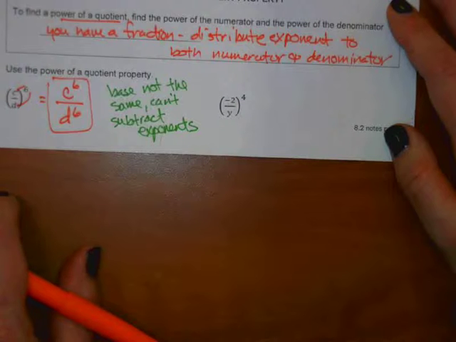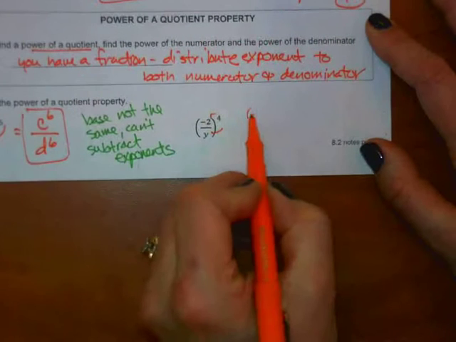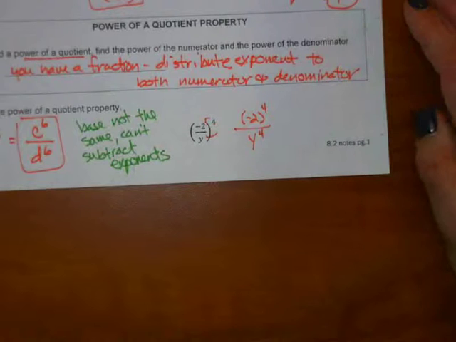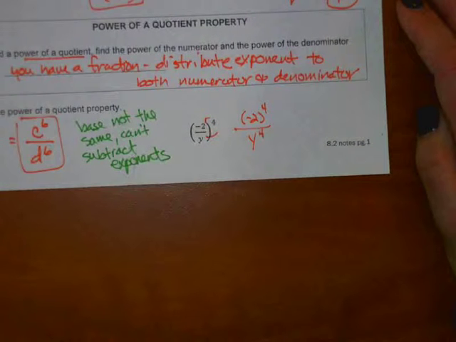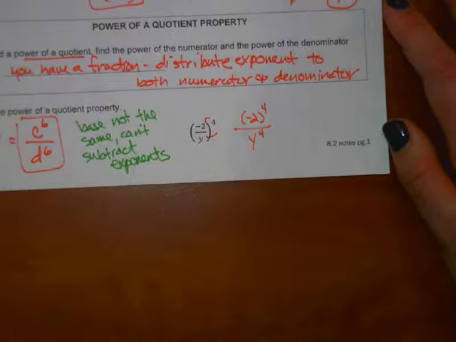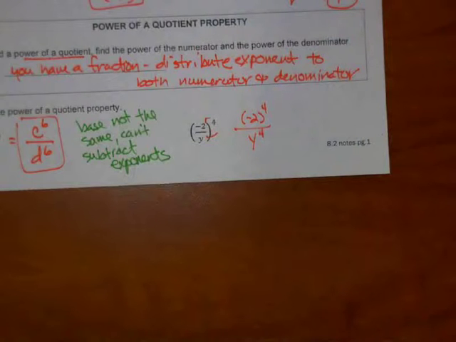Let's distribute that 4, so it's going to look like this: negative 2 to the 4th over y to the 4th. We could do that numerator, that's kind of an easy one. What's negative 2 to the 4th? Is it going to be a positive number or a negative number? Positive, because it's an even exponent. It's 2 times 2 times 2 times 2, which is 16. So it equals 16 over y to the 4th.